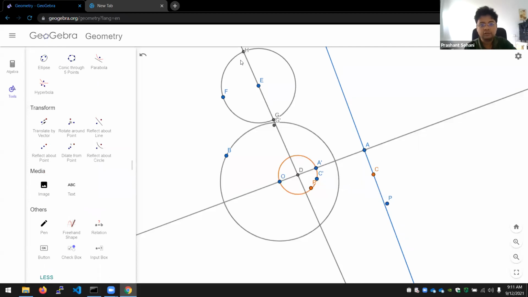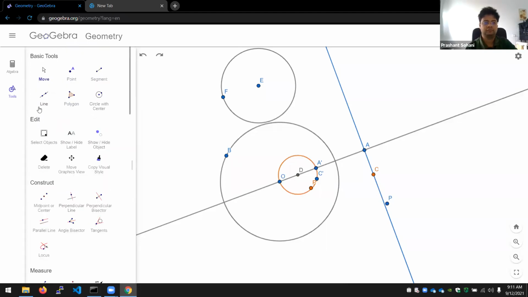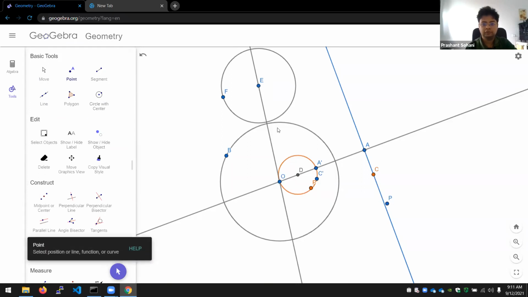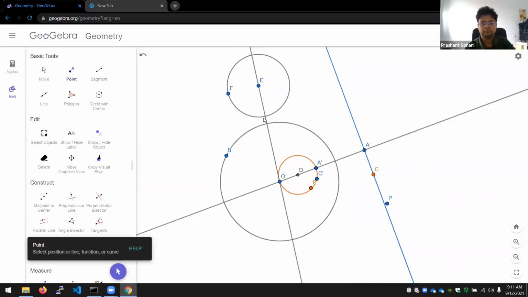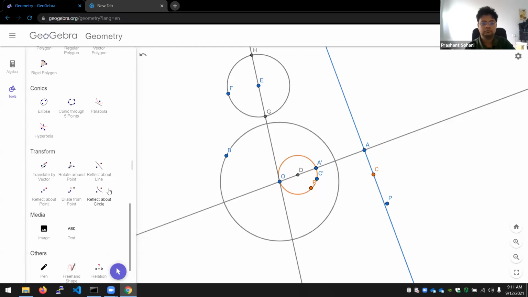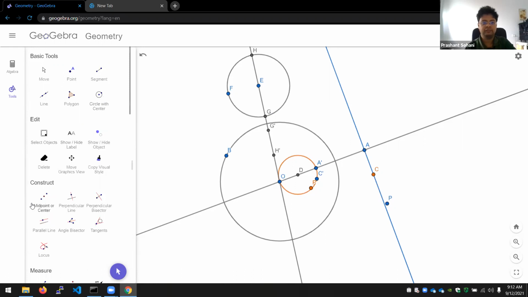Oh, I think I made a mistake. I should consider the diameter passing through O. The inverse of G is G dash, and of H is H dash, then the circle with diameter G dash H dash is the inverse we're interested in.